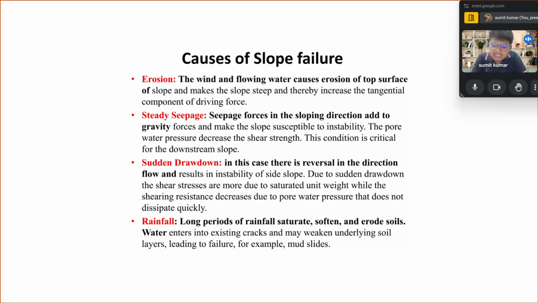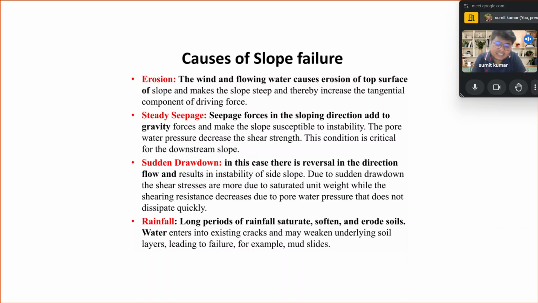The next one is sudden drawdown. In this case, there is a reversal in the direction of the flow, resulting in the instability of the side slope. Due to the sudden drawdown, the shear stresses are higher due to the saturated unit weight, while the shearing resistance decreases due to the pore water pressure that does not dissipate quickly. So in that condition also the slope failure takes place. This is one of the most important causes of slope failure.